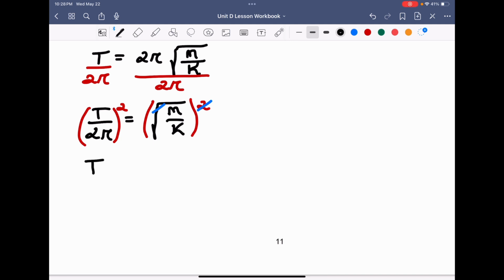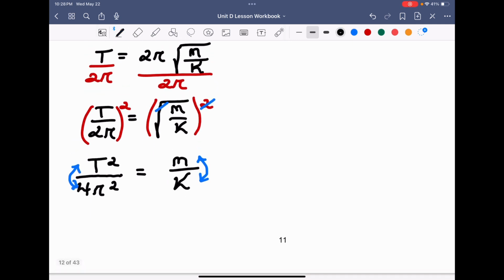And this is going to give me t squared over, when I distribute the square, this is going to become 4 pi squared, which is equal to m over k. Now, in the previous lesson, I told you about the problem-solving technique where if we want something in the numerator, what we can actually do is on both the left and the right-hand side, we can take the reciprocal. And if we take the reciprocal, rather than having to cross multiply and divide and mix up terms, we can make it look like the following.